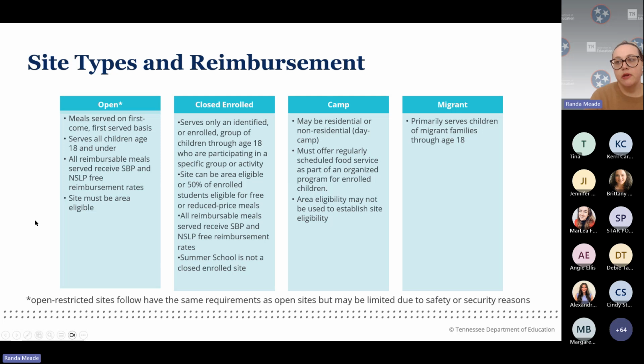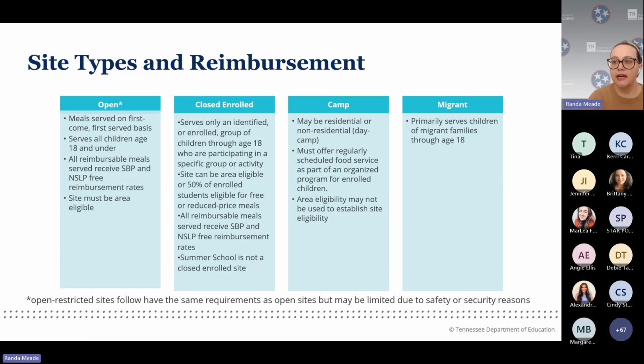So for site types and reimbursement, we have open or open restricted, closed enrolled, camp, and migrant sites. For open and open restricted sites, meals are served on a first come, first served basis. It serves all children age 18 and under. All reimbursable meals served receive the free school breakfast program and national school lunch program free reimbursement rates, and the site must be area eligible.